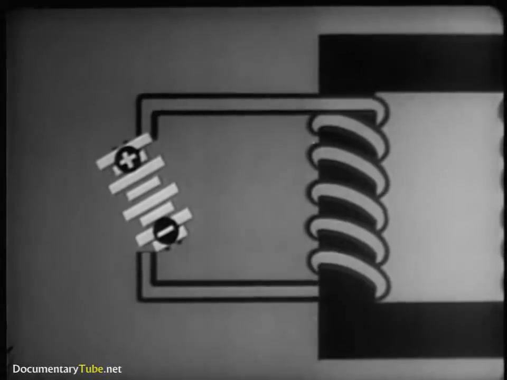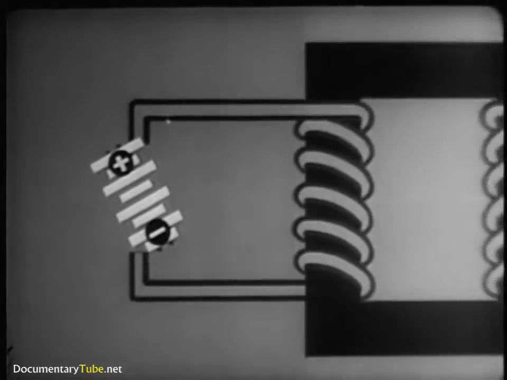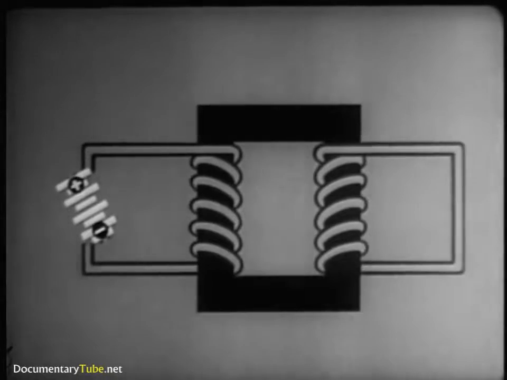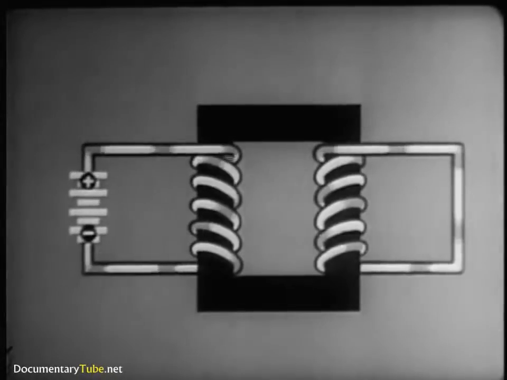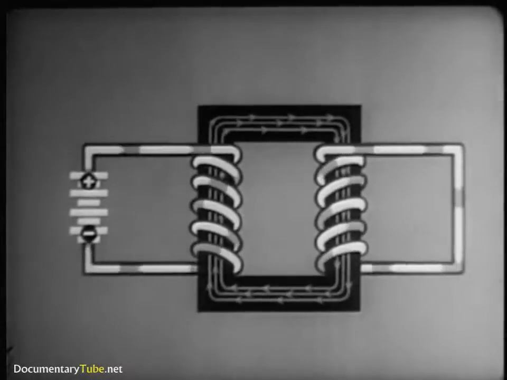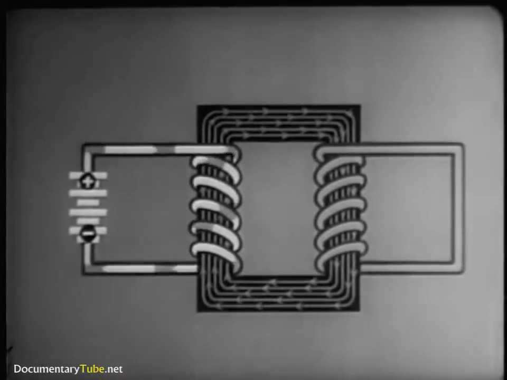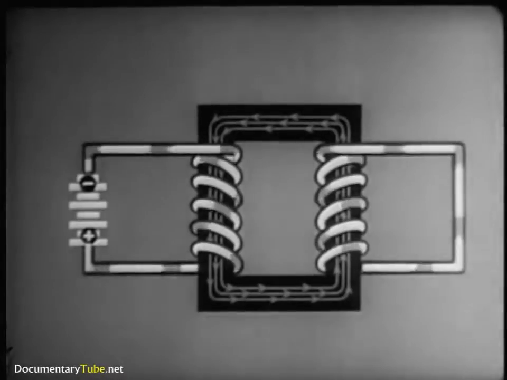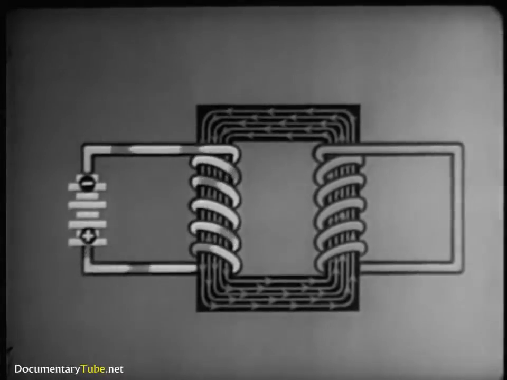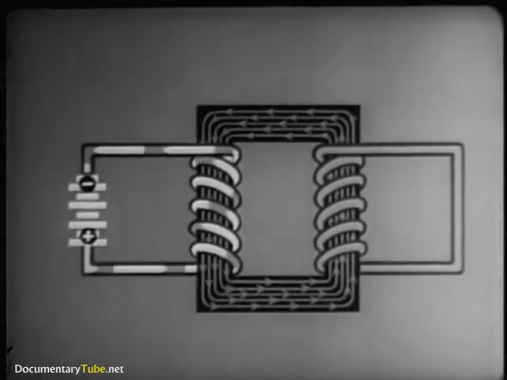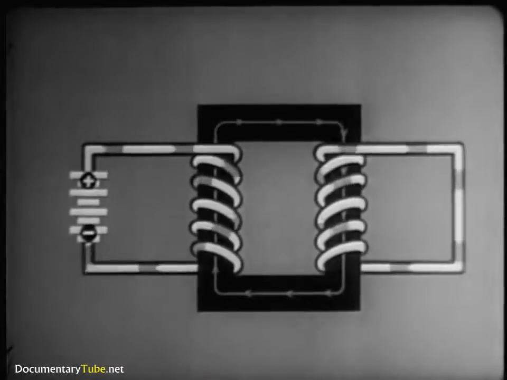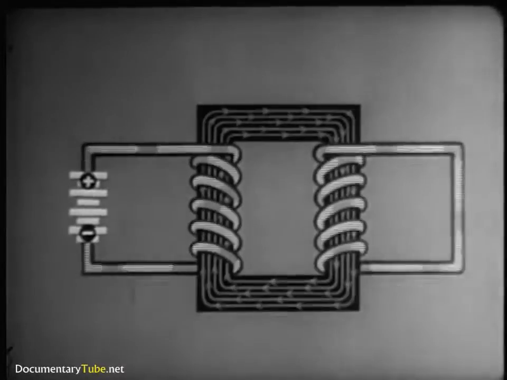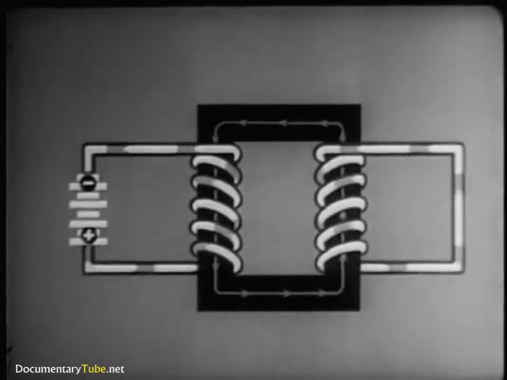Now let's consider alternating current. We'll first give you an idea of how it works by sending direct current through the coil, first in one direction, then in the other. Notice that the induced current in the second winding reverses each time the supply current is reversed. Now let's speed it up. The 2 currents begin to resemble each other.